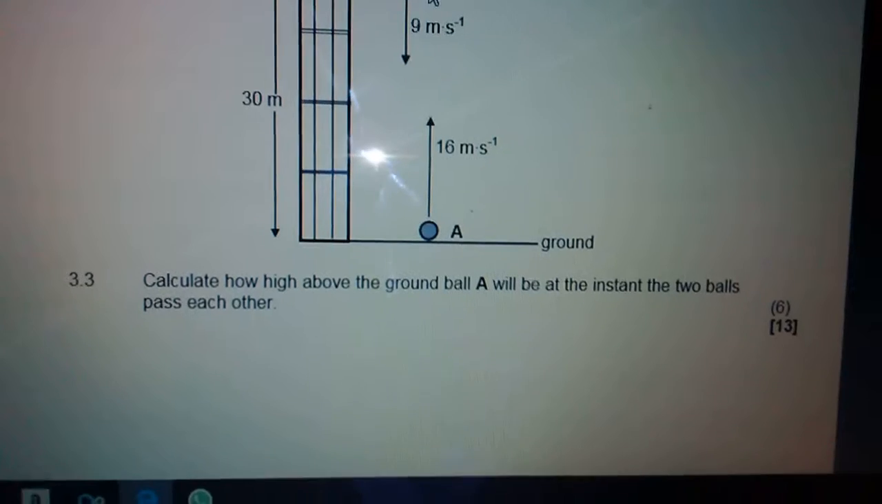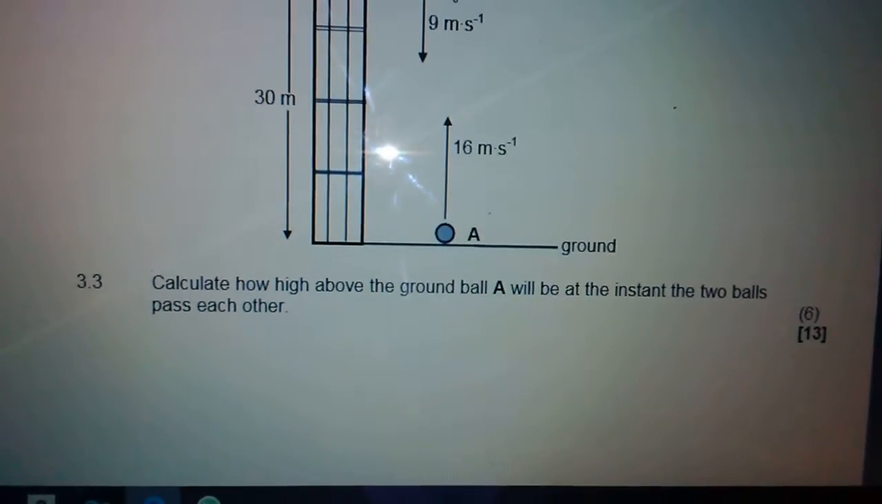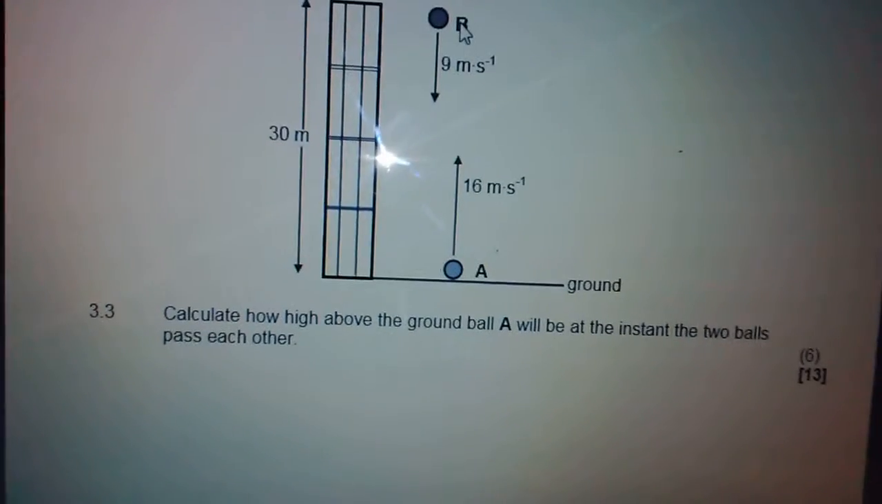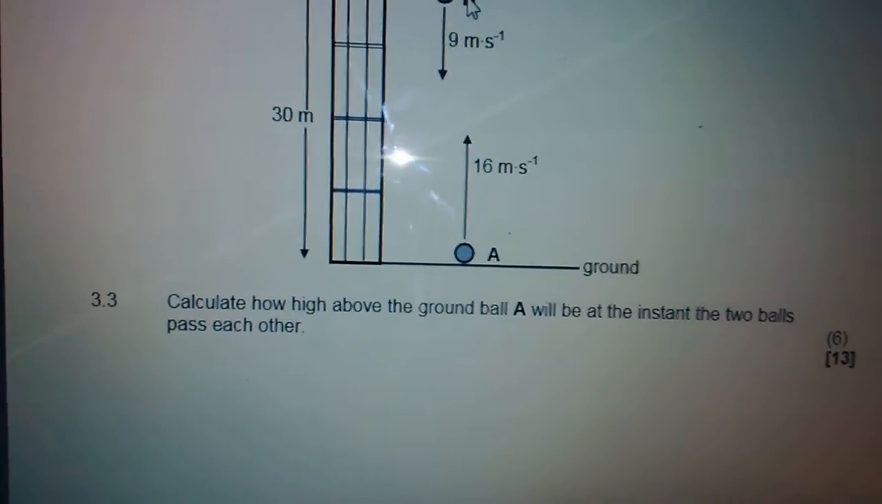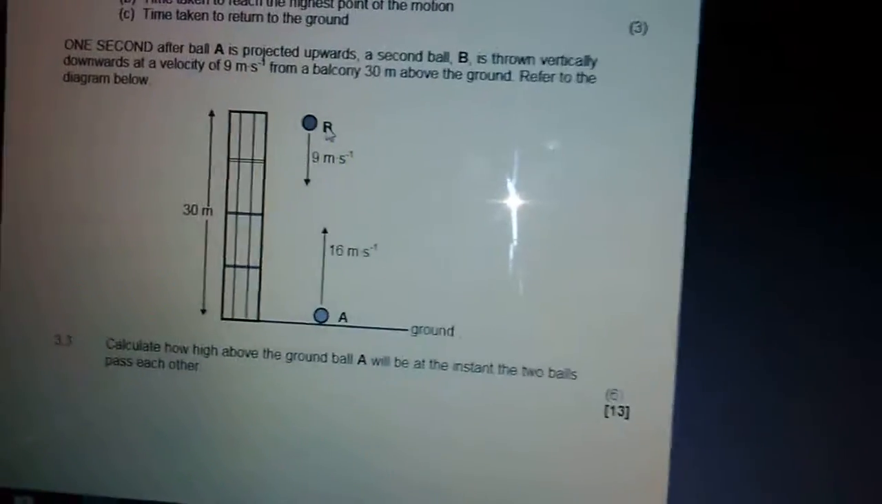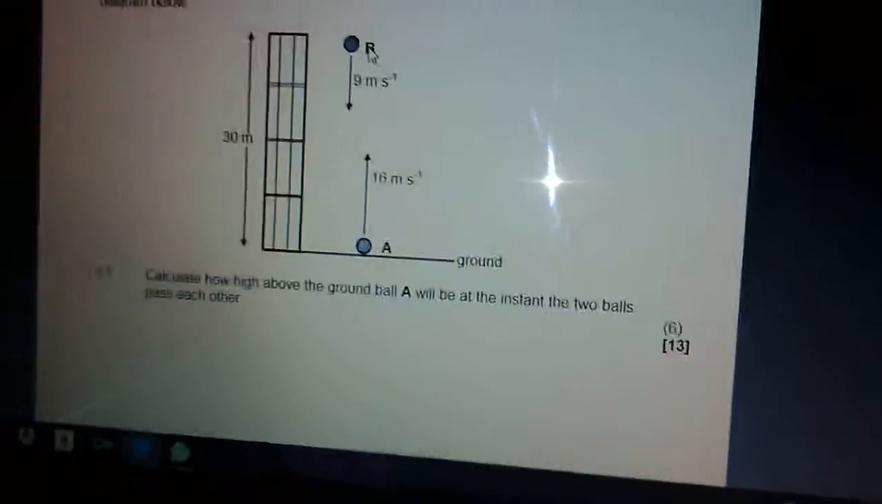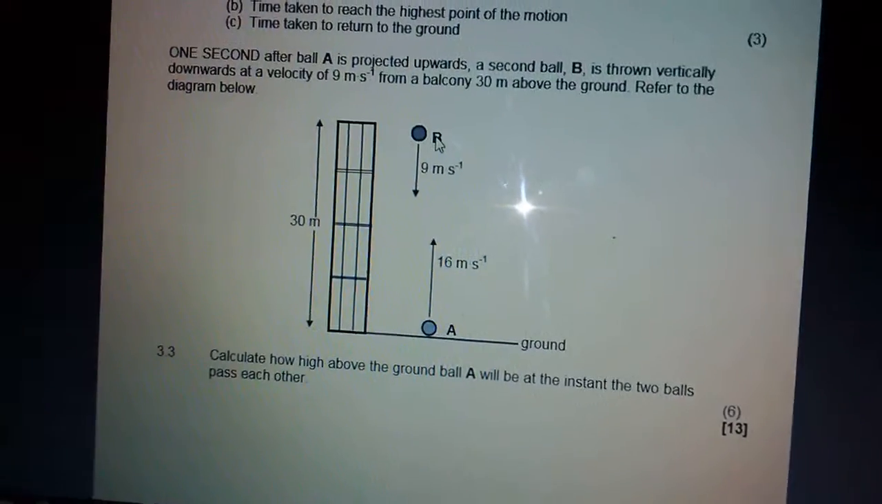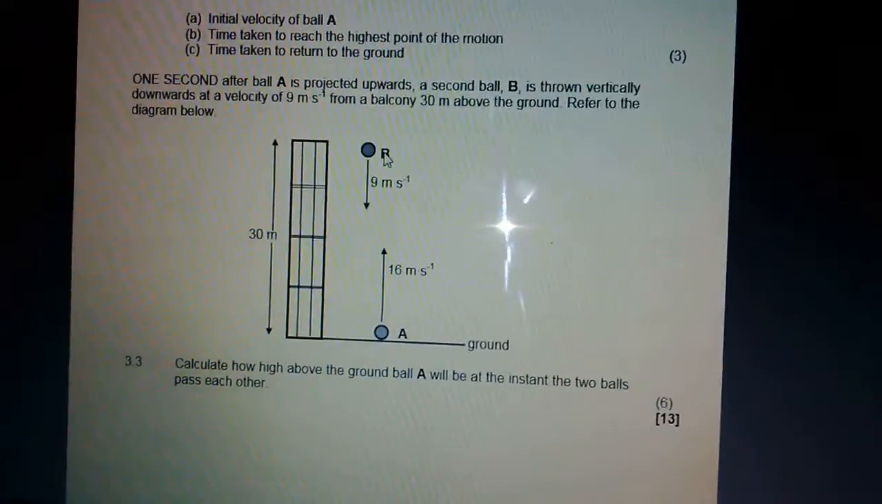Okay guys, the question says calculate how high above the ground ball A will be at the instant the two balls pass each other. And you see, this question is very challenging because it gives you 6 marks. Imagine that. You don't want to lose these marks in your matric, because if you lose them, there are few chances of you getting the A in the paper. I know you guys want to get A's and go to good universities, so let me do this one for you.